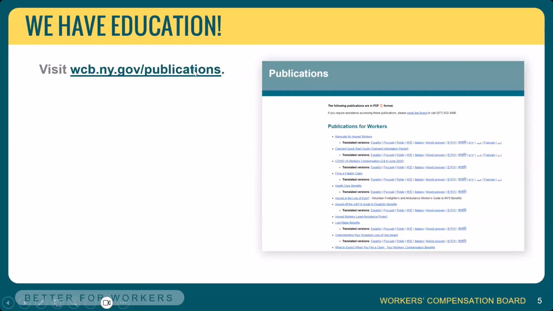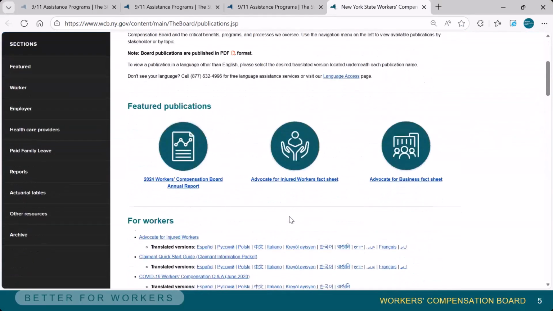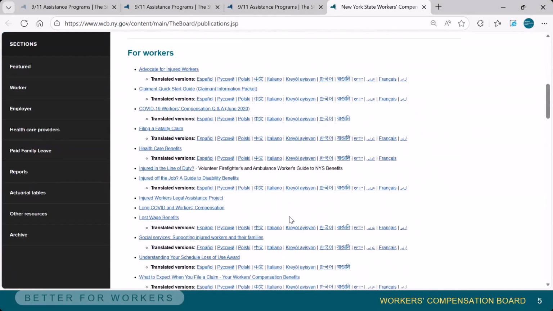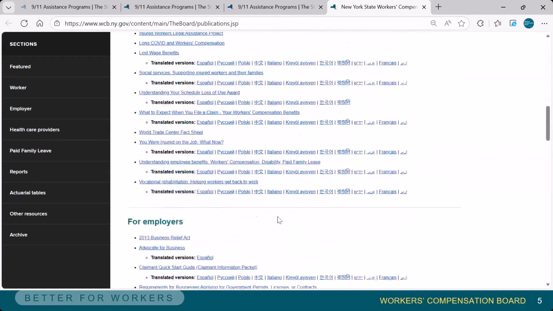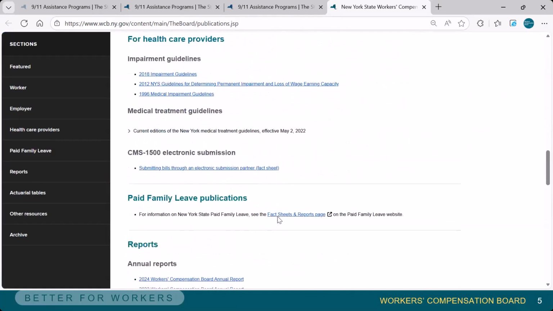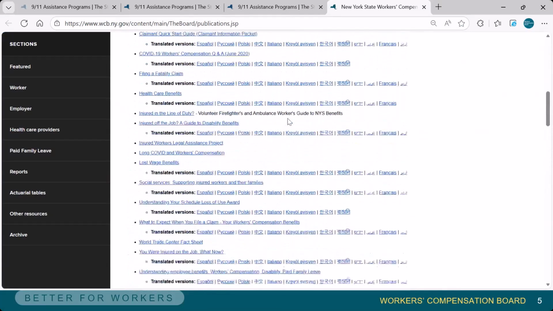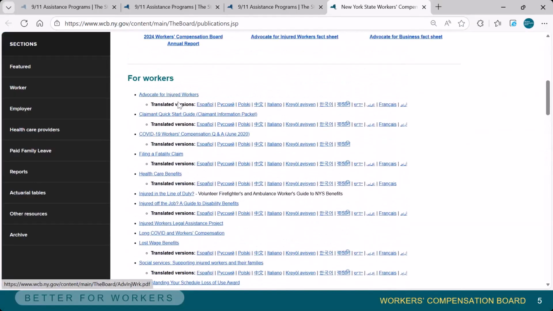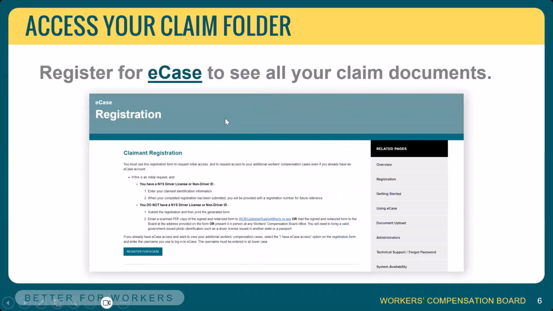So here's another one. This is coming out of Jen's unit, the publication. We have so many publications. Look at this list. This is just the list right here for work. You keep going down that page, we have publications devoted to employers and healthcare providers and on and on. So the point here, would you like some education? Would you like some facts you can depend upon? Go to our website, go to the bottom of the first page and click publications. You will see this, and then you will have all kinds of great resources. Here now is another great resource for you if you're a worker, eCase.